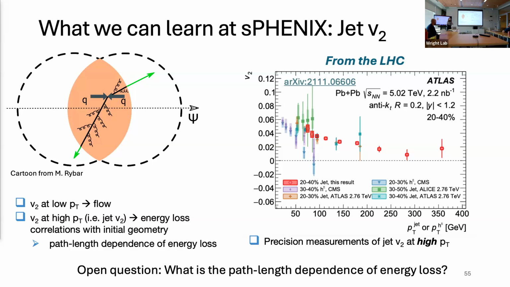If people are familiar with v2 in certain measurements, a lot of times people say that this is flow. For jets, it's not really flow. It's really this energy loss that's correlated with the initial geometry, so it's directly measuring this path length dependence. You can see here at the LHC, there's a lot of measurements, both in jets and in high pT hadrons that go out to high pT. Yeah, the red points were my points.